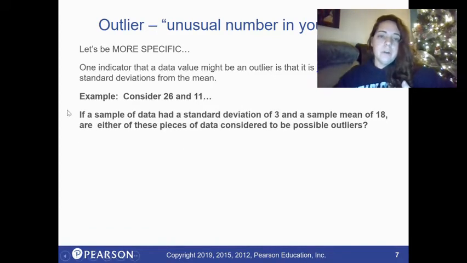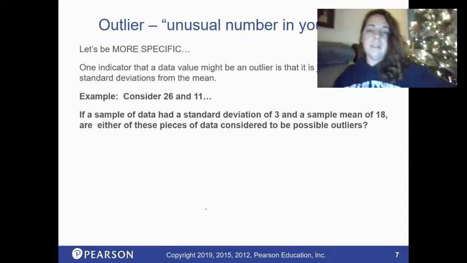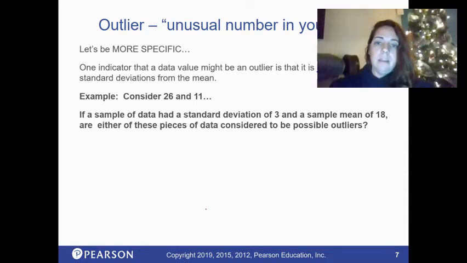We're considering the numbers 26 and 11. And we want to see, are those outliers if a sample of data had a standard deviation of 3 and a sample mean or average of 18? Are either of these pieces of data, the 26 or 11, considered to be possible outliers? So there are different ways you can look at this, right? Let me grab my pen and draw something. But first, let's just talk about what we're saying when we say that it has a sample mean of 18.